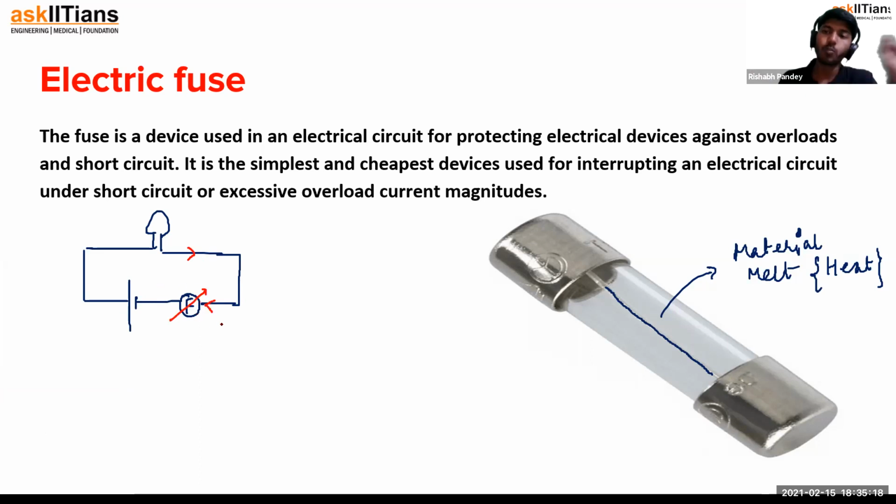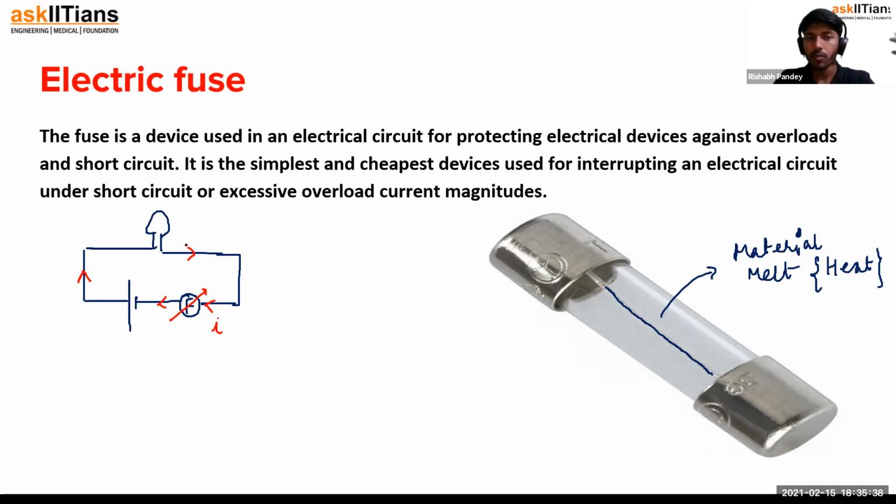That means the current cannot go beyond this point. There will be no current over here, which means the circuit will be breaking. And as soon as the circuit breaks, there will be a stoppage in the flow of current. That means the bulb will not get any current, and that's how we can protect the bulb.